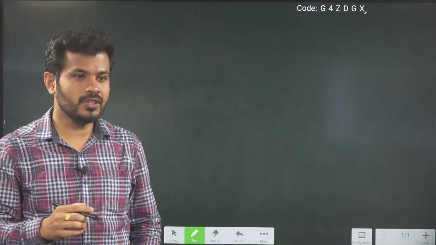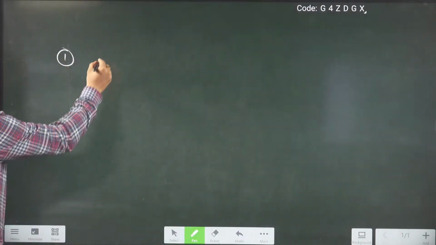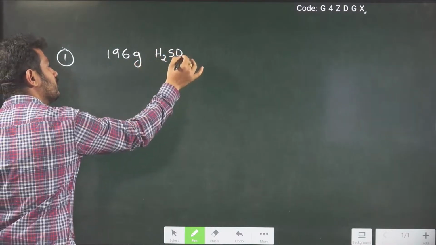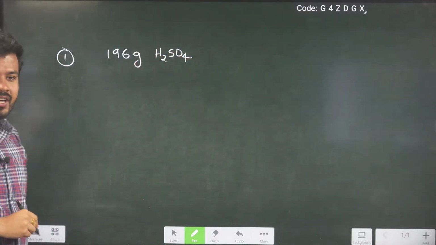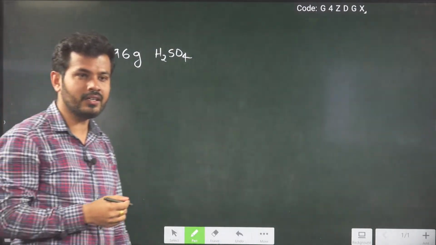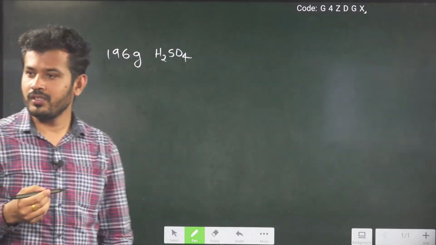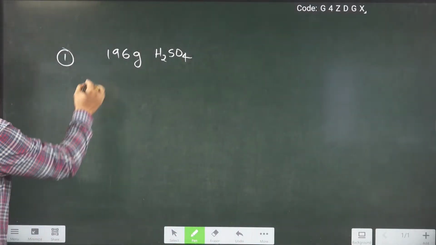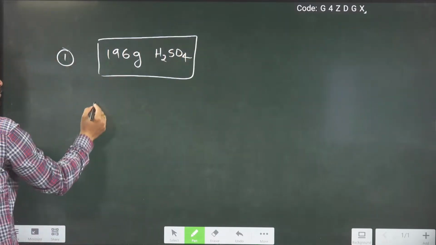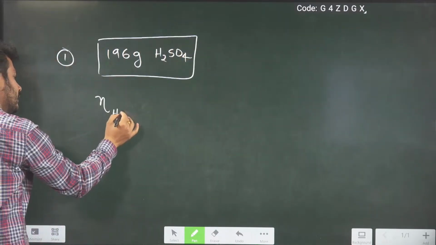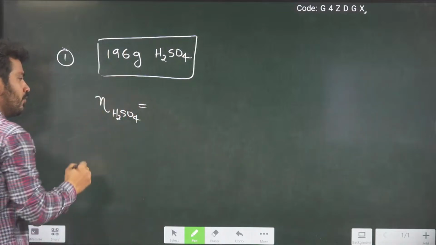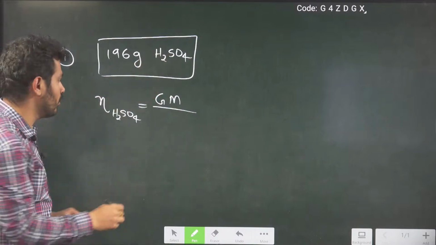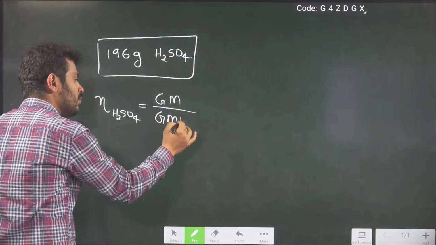The first question: 196 gram of sulfuric acid is there with us. For this, we have to calculate moles. Let us calculate the number of moles. Number of moles of sulfuric acid is equal to, we know the formula, given mass by, sulfuric acid is not an atom, it is a molecule, so given mass by gram molecular mass of the molecule.